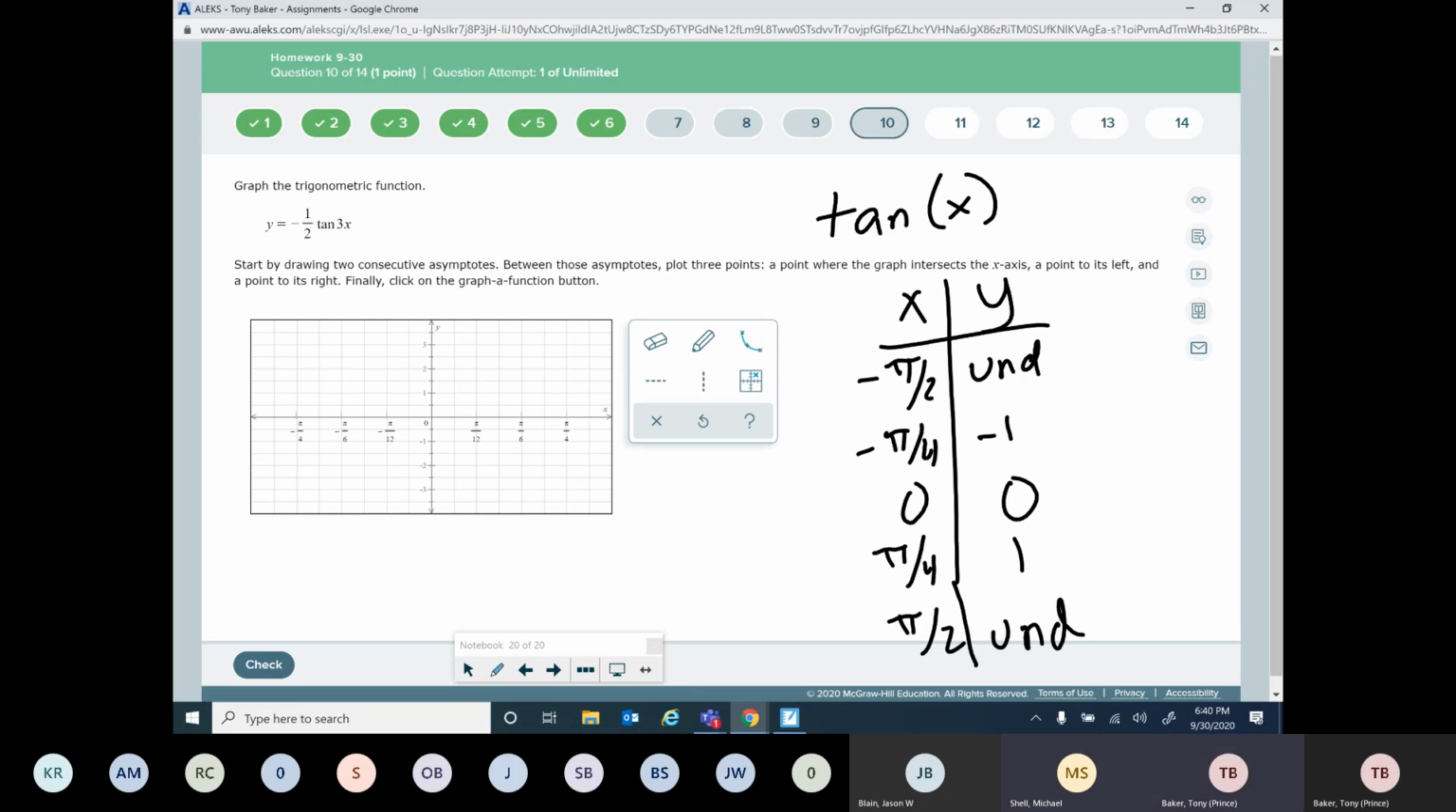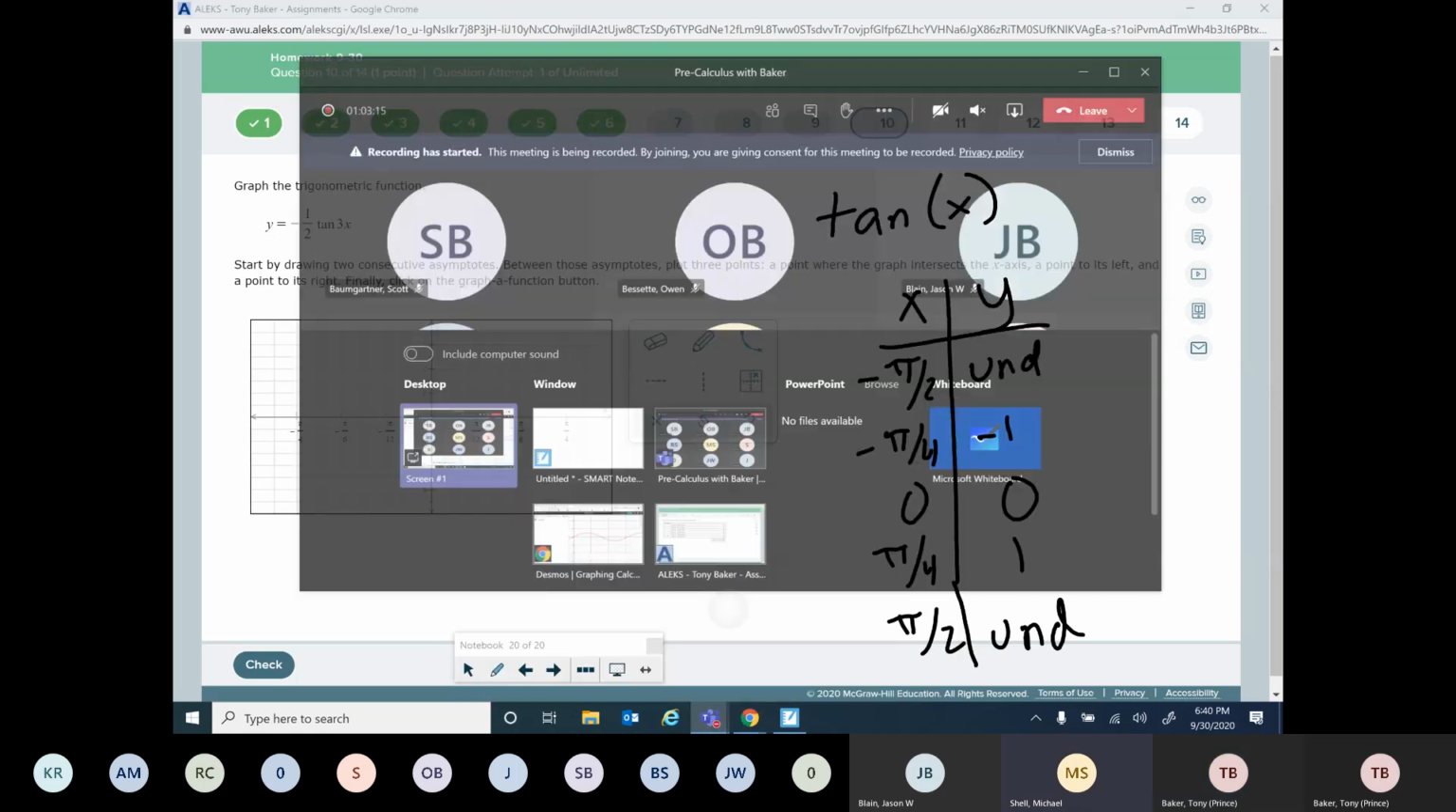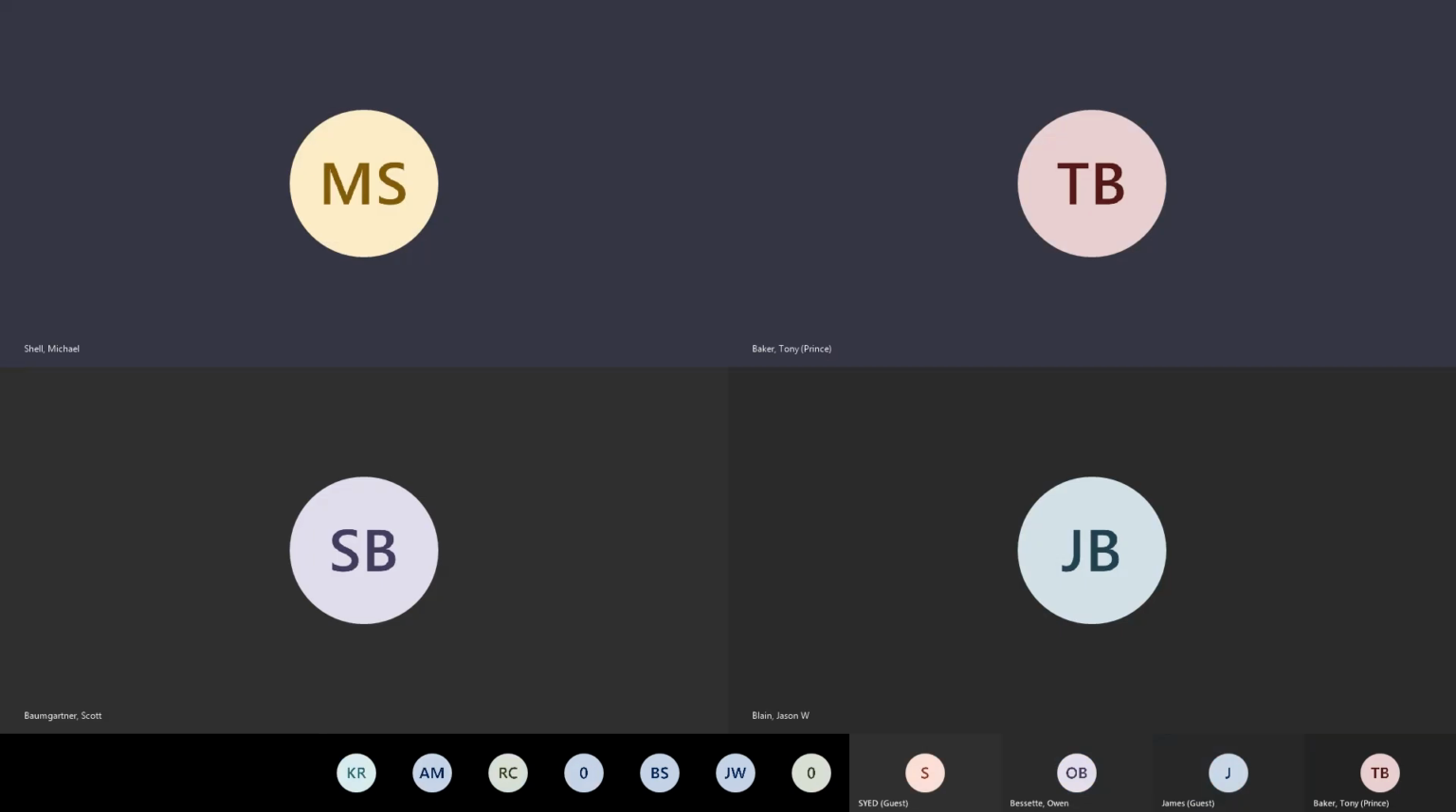The other option that you have, if you can't see my thing here, I can fix it real quick. Give me a second. I will just unshare and reshare again for you.